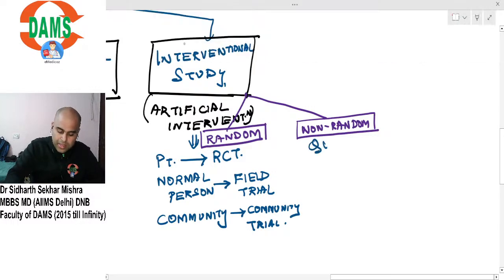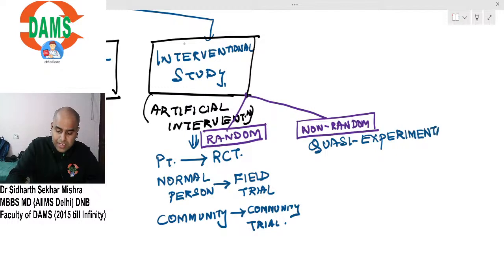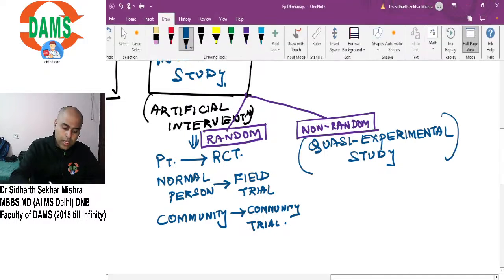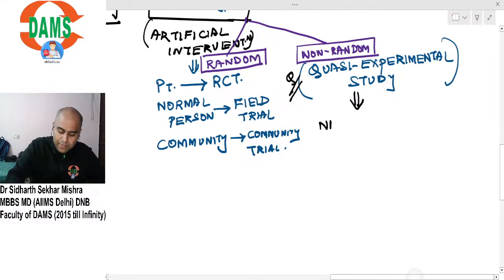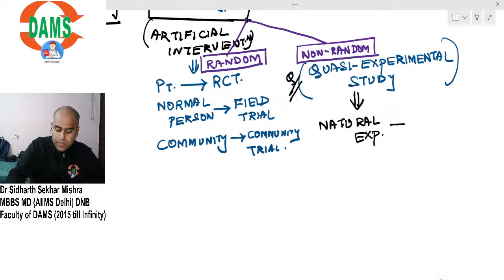Non-random, this is also called a quasi experimental study. Quasi experimental study. Guys, this is also an MCQ. They ask what is quasi experimental study? It is a non-randomized clinical trial. So in quasi experimental study, we have natural experiment. This natural experiment was the one which was done by John Snow and cholera.